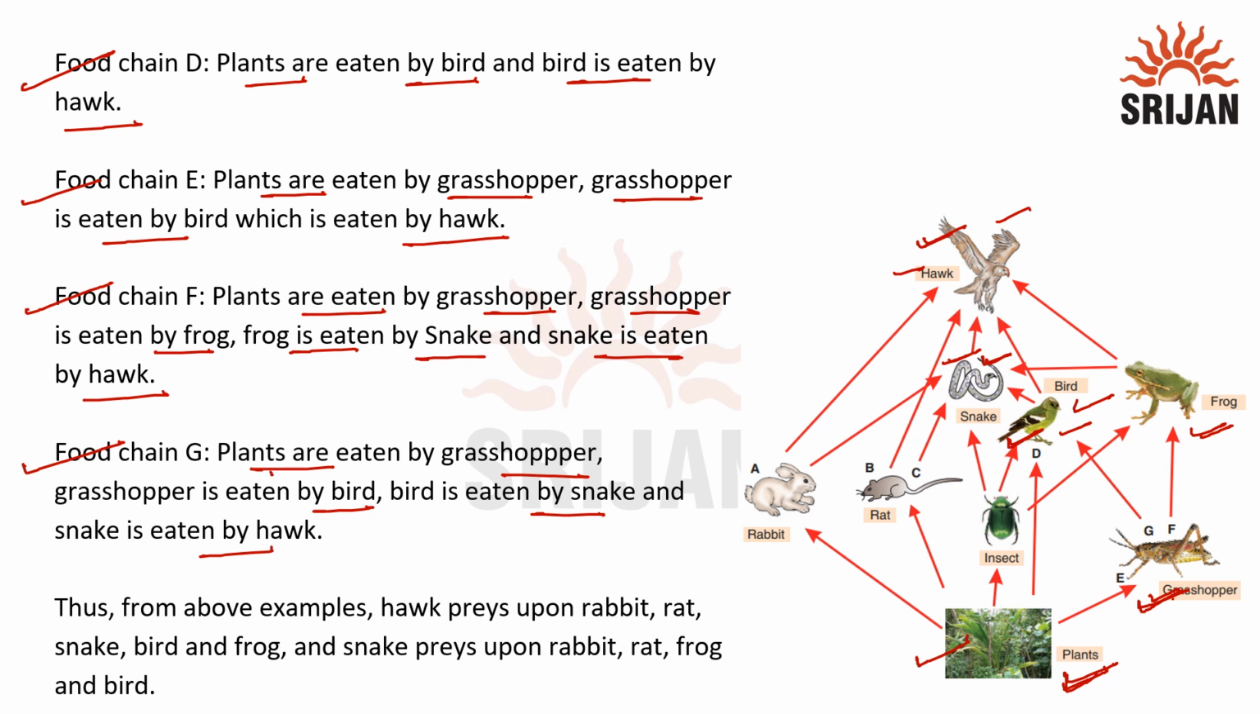Thus, from the above examples, we can conclude that hawk preys upon rabbit, rat, snake, bird, and frog, whereas snake preys upon rabbit, rat, frog, and bird.